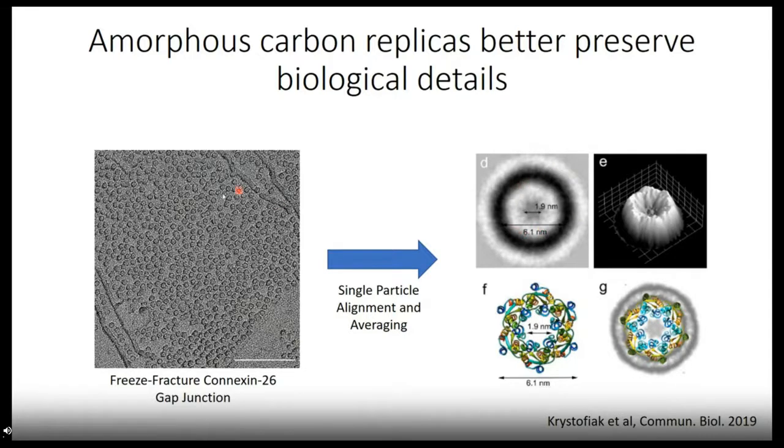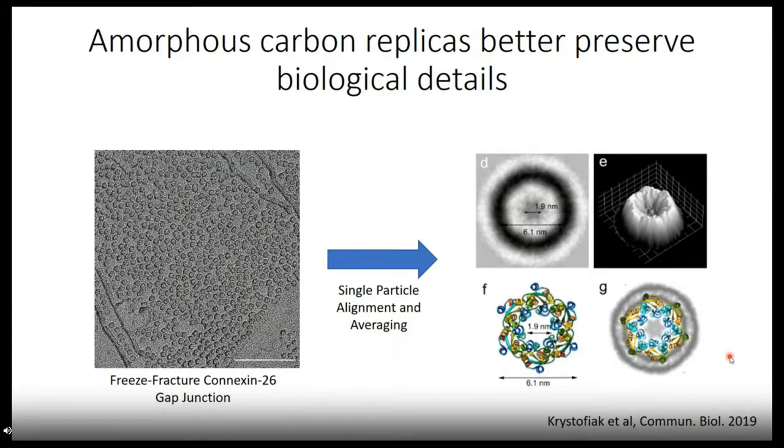Keep in mind, this is just this many particles here. And we're able to see this kind of star shape in the center of the connexin, and also some of the outside detail. Out here, this is sort of the carbon shadow, this dark region. When we fit that with the crystal structure of connexin 26, we find it actually fits quite well.